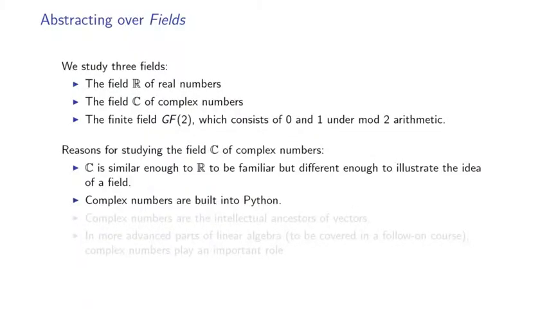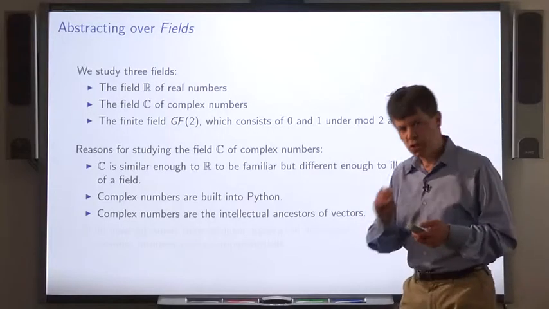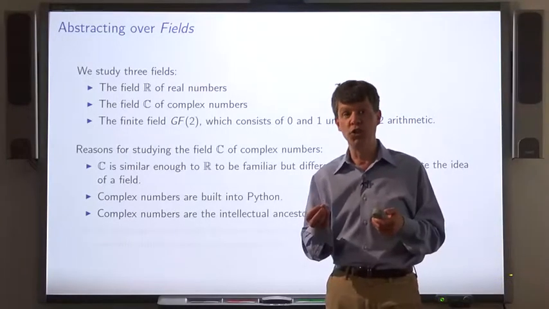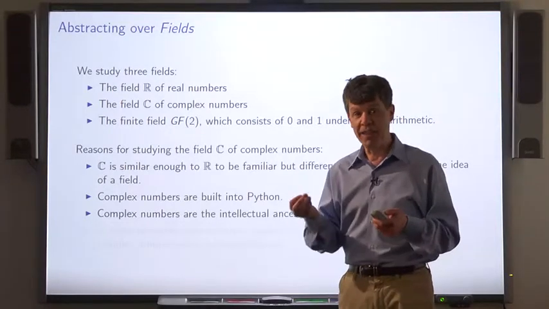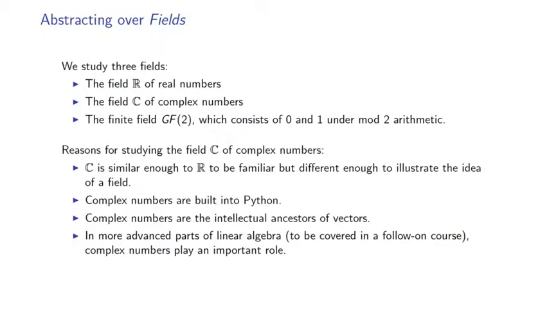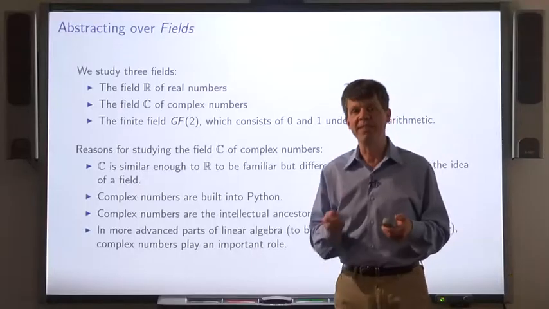Now, another reason that complex numbers are convenient is that they're built right into Python. Also, complex numbers are in some sense the intellectual ancestors of vectors. So some of the basic operations that we can do with complex numbers we'll later learn how to do in higher dimension with vectors. And finally, in more advanced parts of linear algebra, complex numbers are essential.